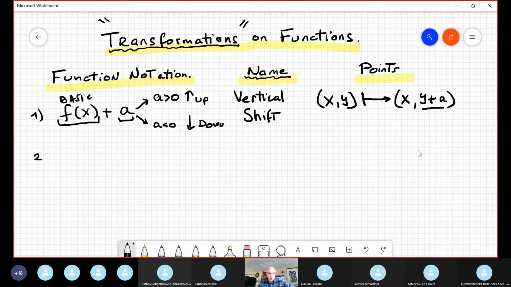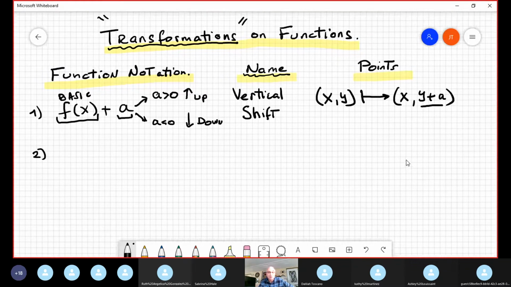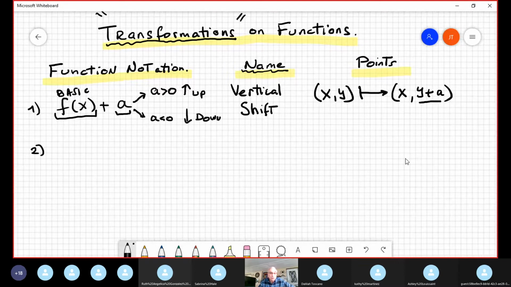Okay, now number two transformation. We have four transformations. We study the theory first, and after we see several examples. It is when you add or subtract, pero inside the parentheses. And we study what's going on when the B is positive and when the B is negative.